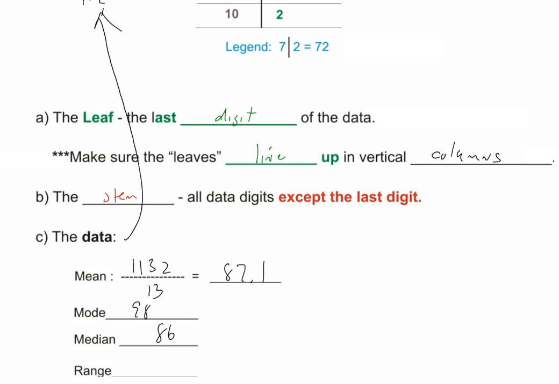And somebody tell me the range of this data. Brendan? 30. It is 30. Brendan took the high, 102, and subtracted from it the low, 72. 102 minus 72 is indeed 30. Okay?